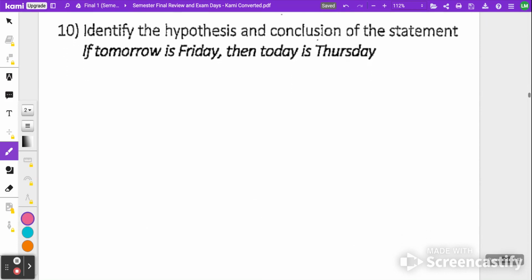Next up, identify the hypothesis and conclusion of the statement. The hypothesis is the if statement, then the then part represents the conclusion.